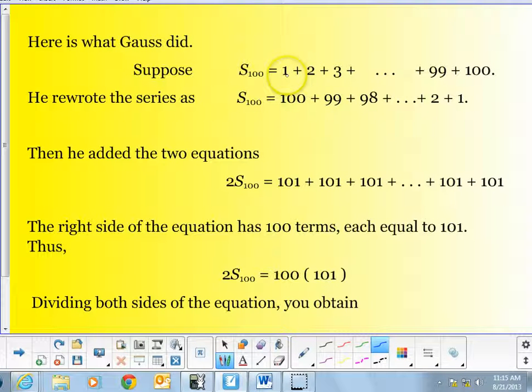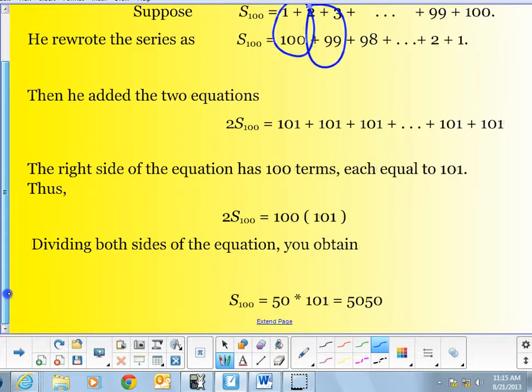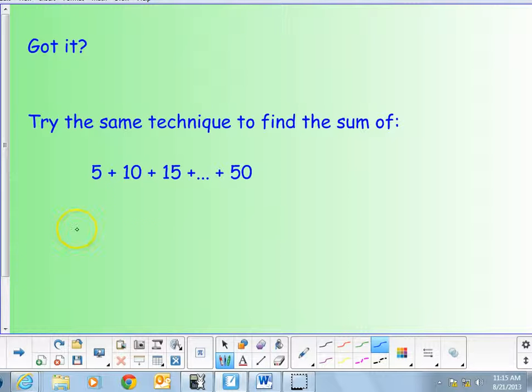All right, here's what he did. He took it going this way, and then he took it backwards, and he said, well, these add up to 101. So there's 100 terms. He actually thought about twice that sum, 100 times 101, and then he divided by 2. So he got this. We're geniuses. Try the same technique for this. But you have to know how many terms there are in between there, right?